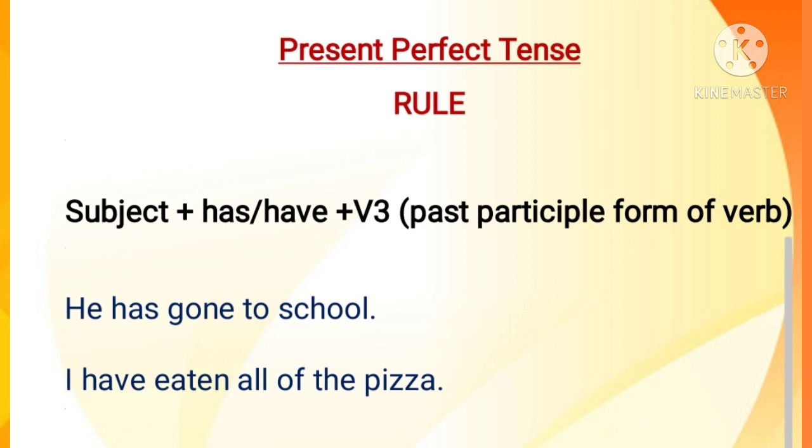Next, I have eaten all of the pizza. Here I is a subject. Since I is a subject, we will use have. Then eat is a base form of the verb. And what is a past participle form of eat? Eaten. V3 form or past participle form of the verb eat is eaten. All of the pizza is they are other words. So I have eaten all of the pizza.